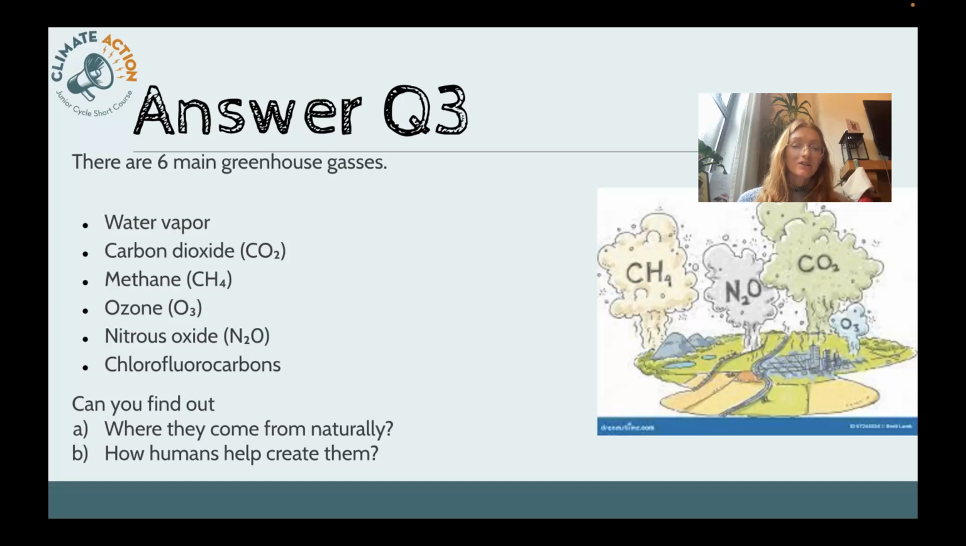There is a link to a really good resource from NASA where they have little superheroes who tell you what the different greenhouse gases are, where they come from naturally, and where they come from in a man-made way.